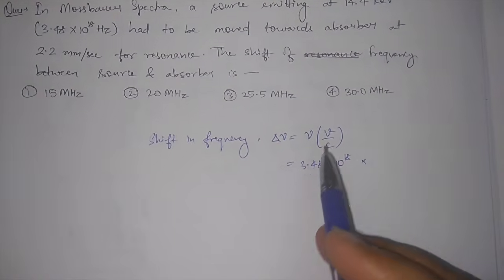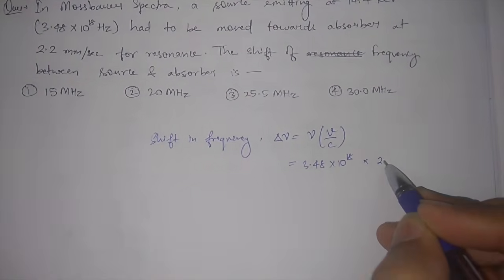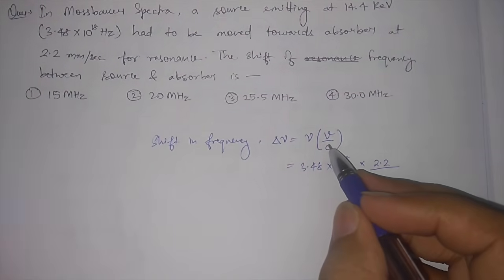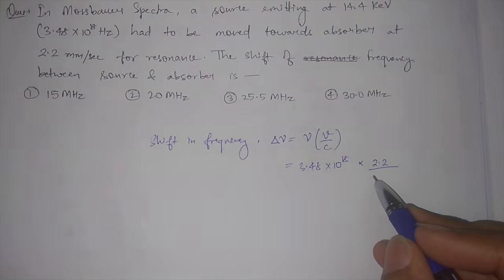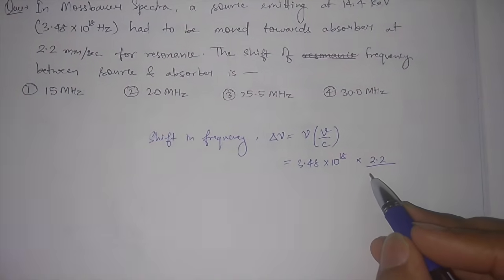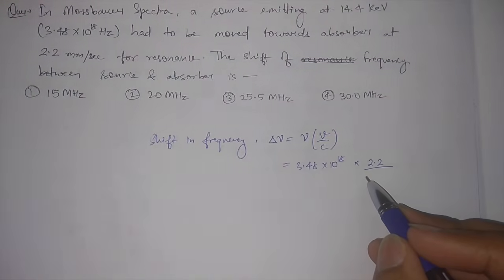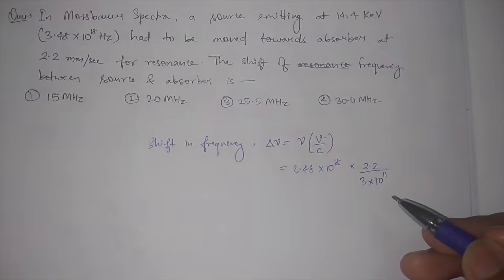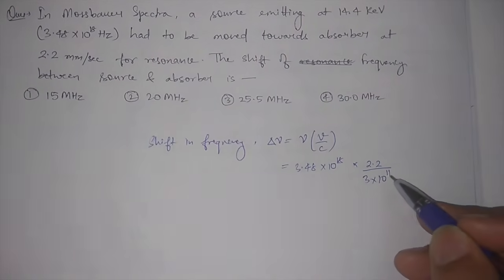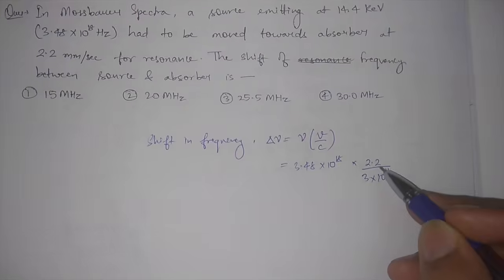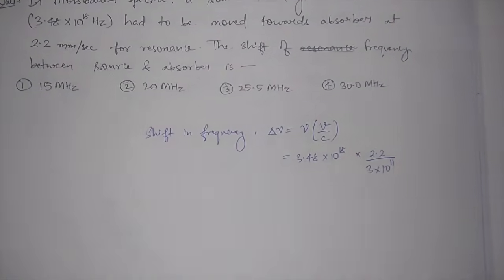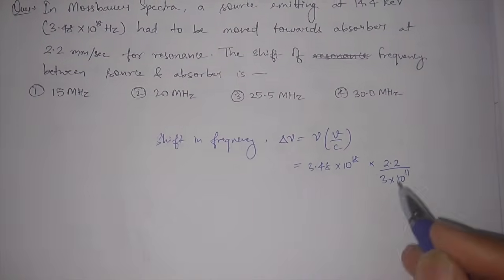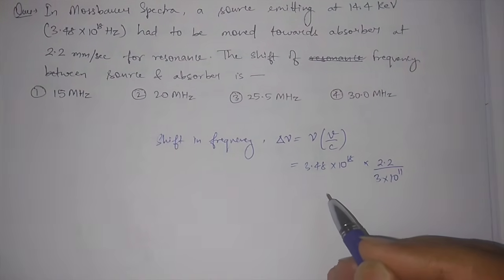Now this is in hertz, and if you are keeping the velocity in millimeter per second, then the speed of light you also have to keep in millimeter per second. So it's 3 into 10 to the power 8 meter per second. If you convert it into millimeter per second, that will come out to be 3 into 10 to the power 11 millimeter per second, right? The velocity given is already in millimeter per second. So this is how you have to do it, and now you just have to solve it: multiply and divide.